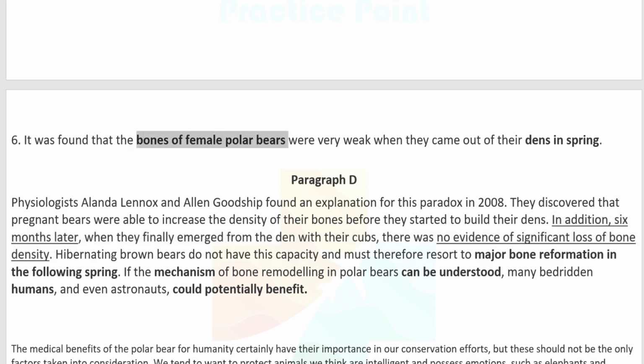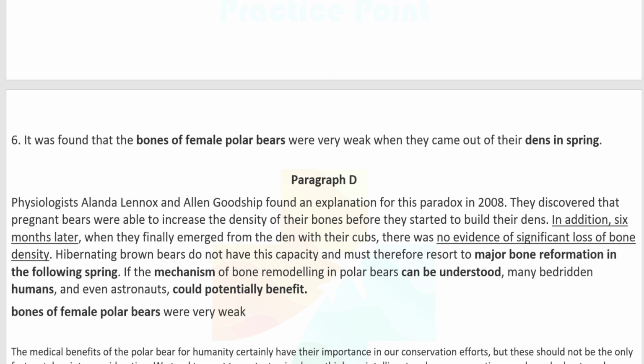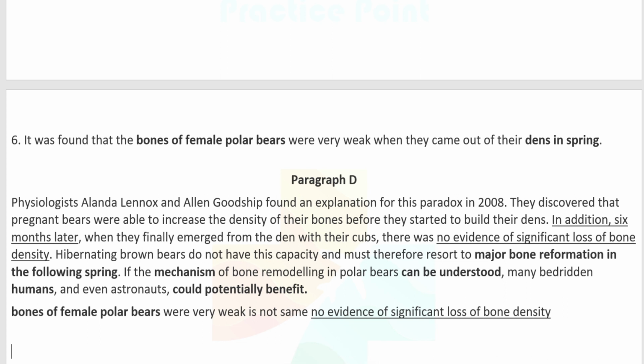But in the question it was found the bones of female polar bears were very weak when they came out of their dens in spring. Female polar bears were very weak in the question is not the same as no evidence of significant loss of bone density. So, the statement is false.